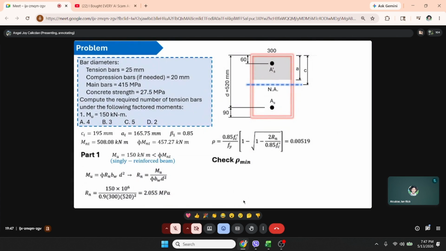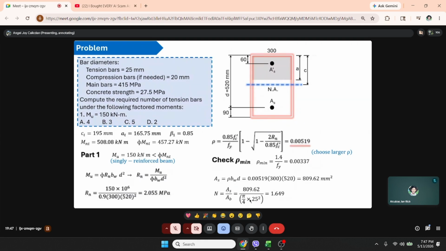So, balik ta. We'll use this greater na value sa row, 0.00519, and substitute sa row BWD to get AS. And we have AS is equal to 809.62 square mm.